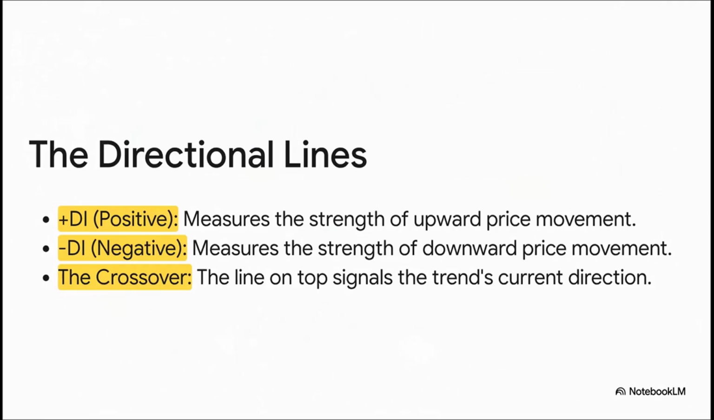Okay, so you're probably asking, if the ADX doesn't show direction, how in the world do I know whether to buy or sell? Great question. That's where its two little buddies come in, the plus DI line and the minus DI line. Think of these as your GPS. When the green line, the plus DI, is on top of the red line, the trend is up. And when that red line, the minus DI, crosses over the green one, the trend is down.